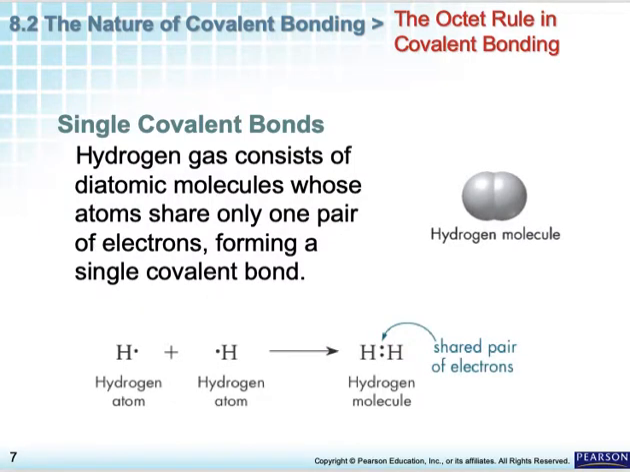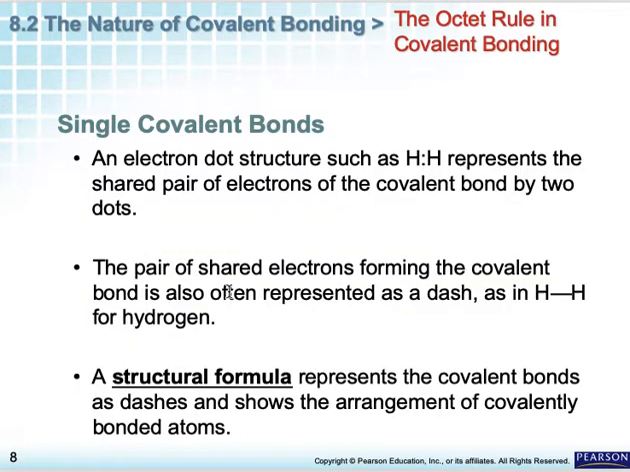So here we have a drawing of the Lewis structure for the 2 hydrogen atoms, each with their lone electron. Once they get close enough, they can share the electrons between the 2 nuclei and form a single bond. So an electron dot structure with the 2 dots represents the shared pair of electrons. However, we typically draw it as a dash to denote 2 electrons.